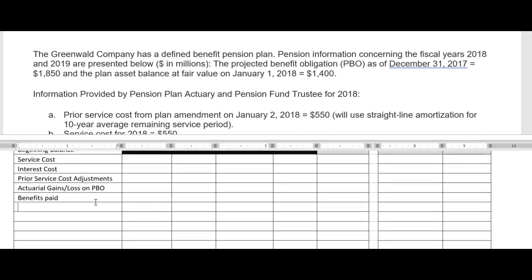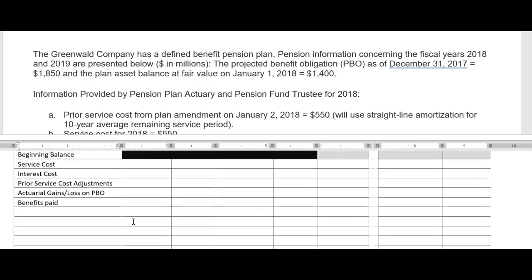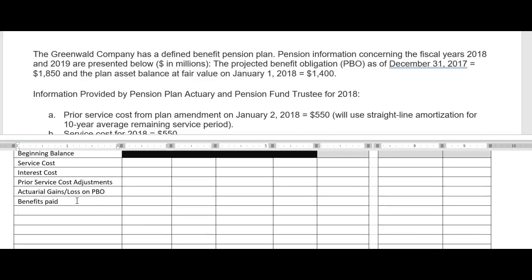When we talk about the plan assets, there are actually 4 components that go into plan assets. One we've already talked about, benefits paid. When you pay down on the obligation, that payment comes from the plan assets, so your plan assets are going to go down. Once we talk about plan assets, the next thing is the expected return on the plan assets.